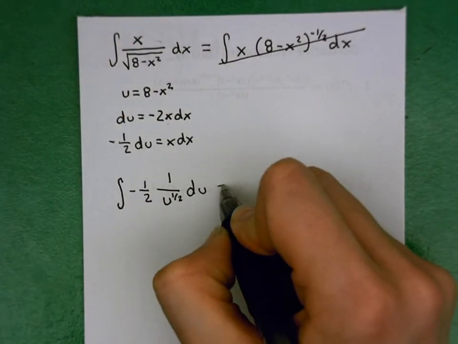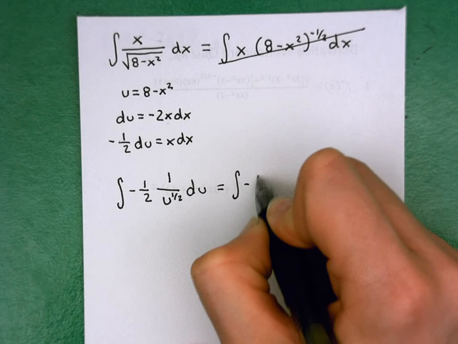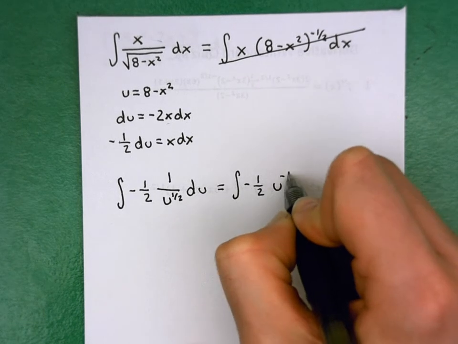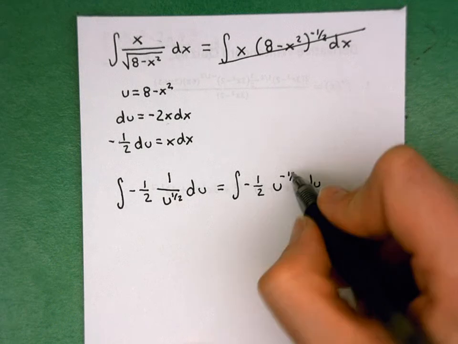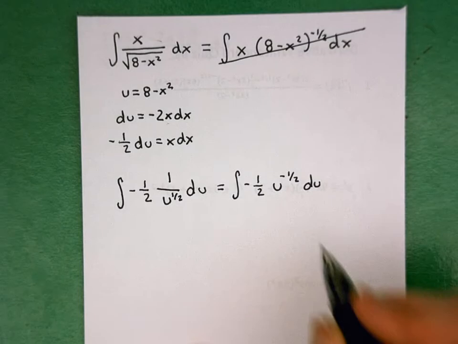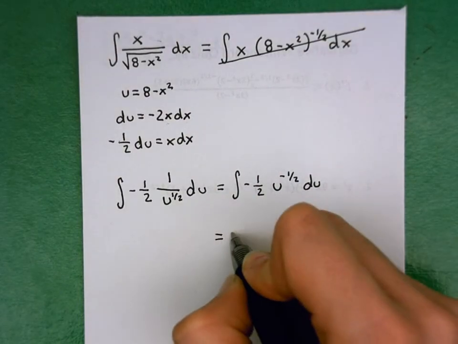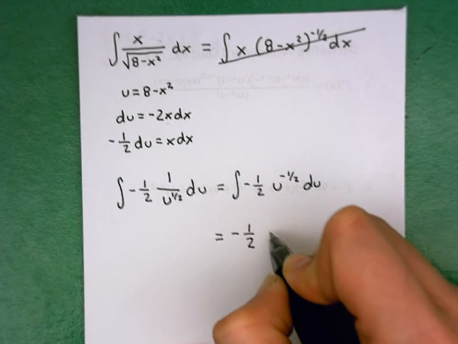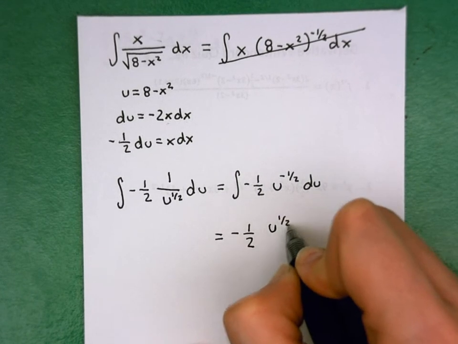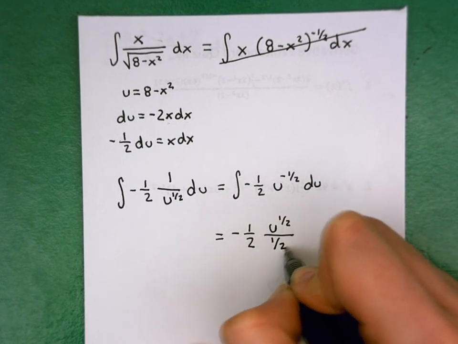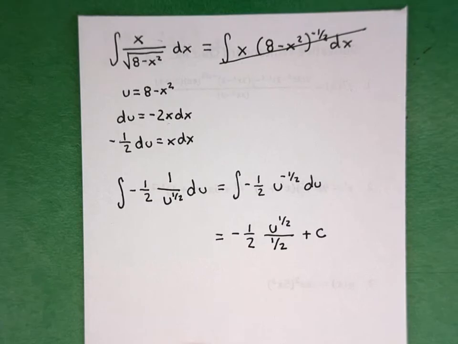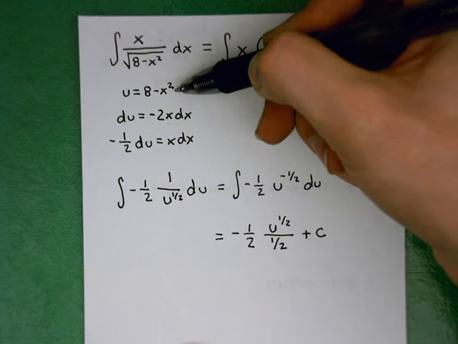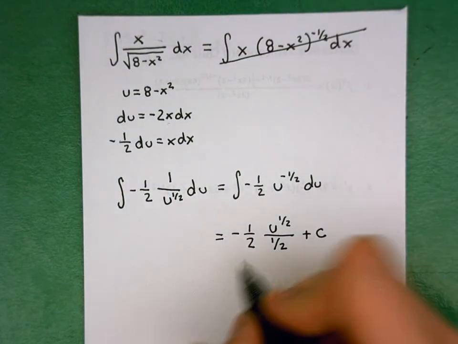And sure enough, when I rewrite this as negative 1/2 u to the negative 1/2, I have power rule. So I'm going to add 1 to the exponent and divide by the new exponent. So we have negative 1/2, add 1, divide by the new exponent. And from here on out, it's going to be a process of simplifying where we can, and then substituting back in our x values in for our u.